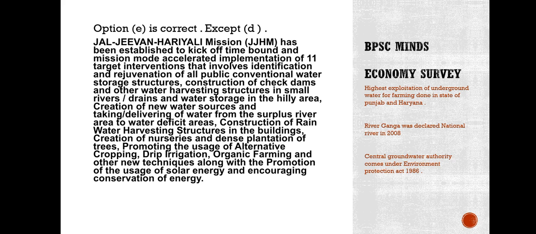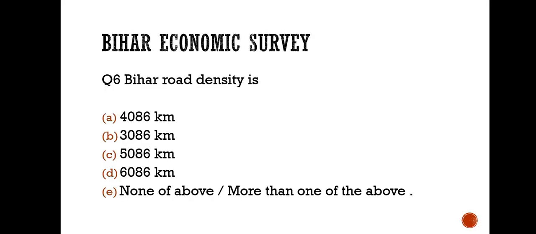We can look into some facts now. Highest exploitation of underground water for farming is done in the state of Punjab and Haryana. The river Ganga was declared national river in 2008. Central Groundwater Authority comes under the Environment Protection Act 1986. So let's move to the next question.